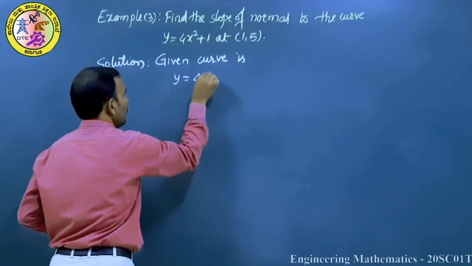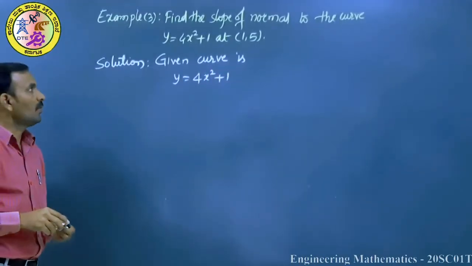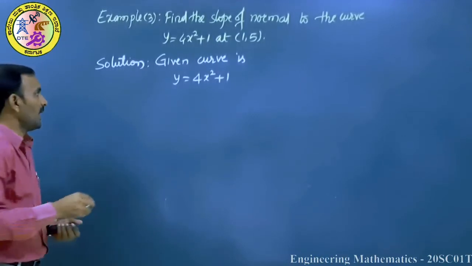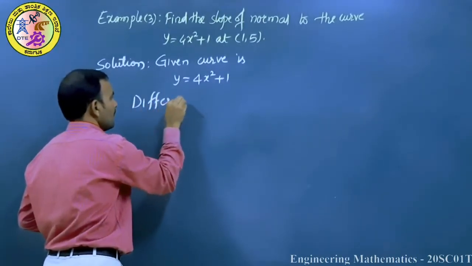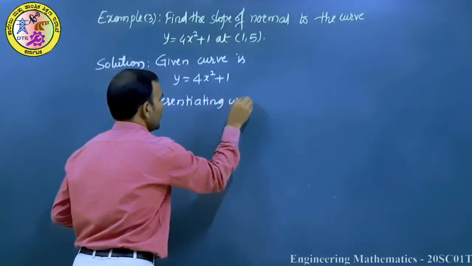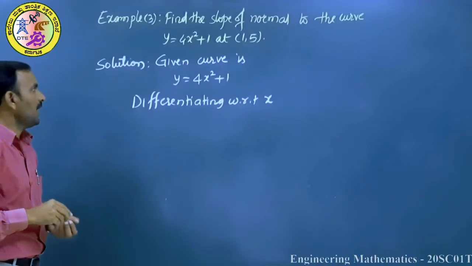The given curve is y equal to 4x square plus 1. You have to differentiate it with respect to x. Differentiating with respect to x.